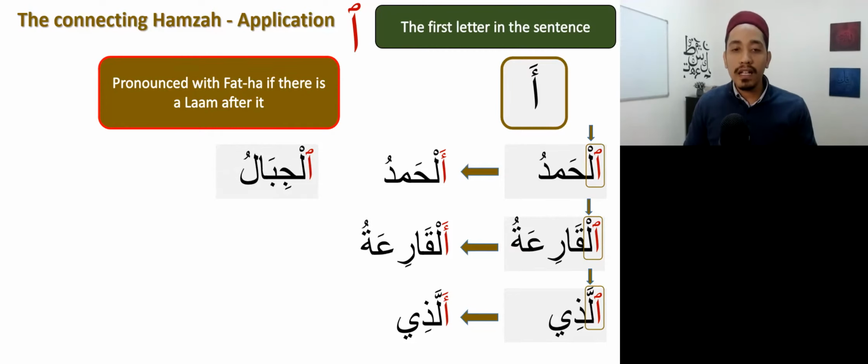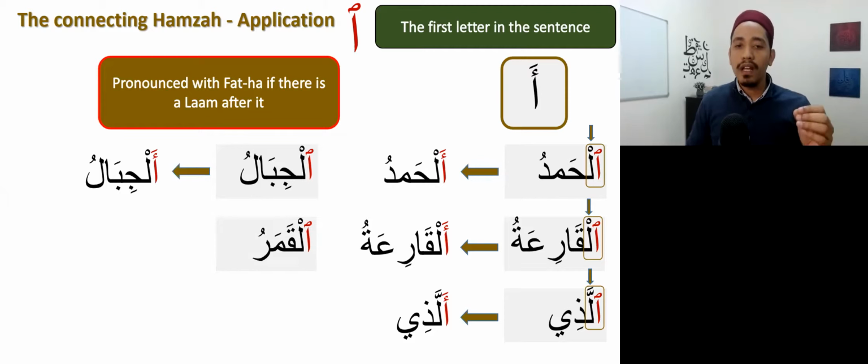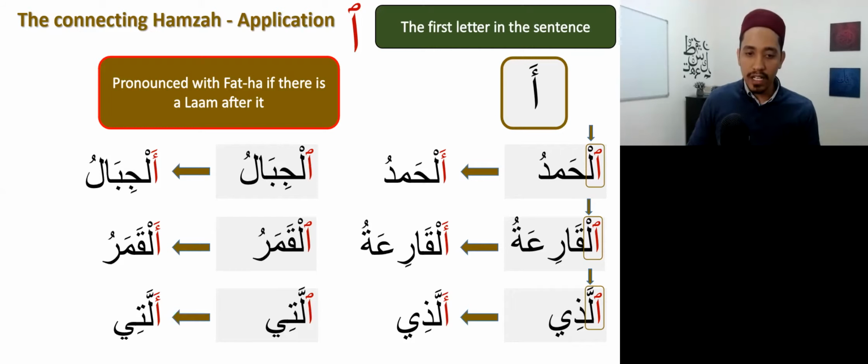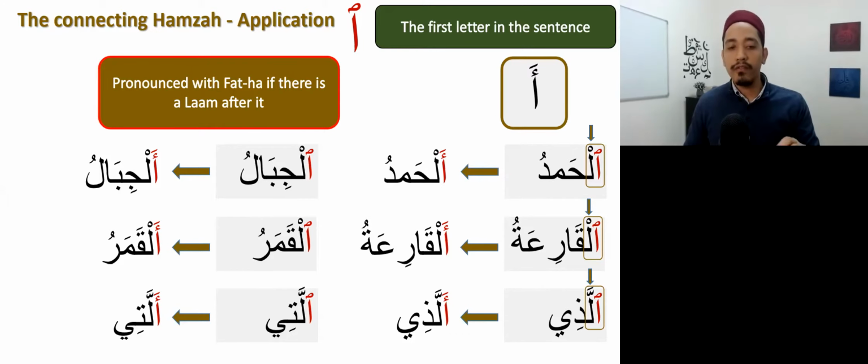Al-Jibalu. Ask me, how do you know? That's Al-Jibalu. Why is it not Il-Jibalu or Ul-Jibalu? Fatha. Why? Because after the connecting Hamza, there is a lam. Al, so it's a. Al-Jibalu. Another example. Al-Qamaru. There is a lam after the connecting Hamza, so the connecting Hamza will get a fatha. Allati. There is a lam after the connecting Hamza. The connecting Hamza will get a fatha. Allati. That's the fatha solved.